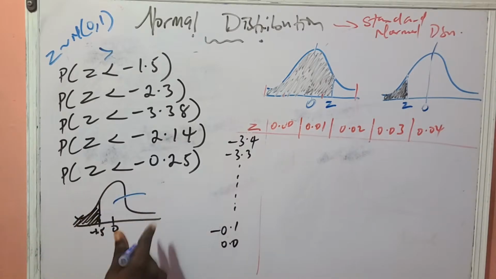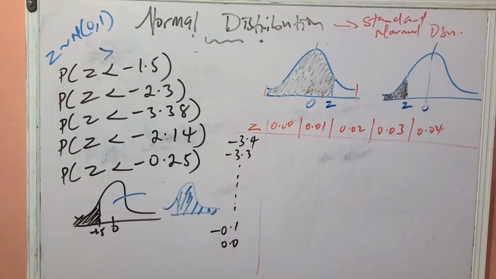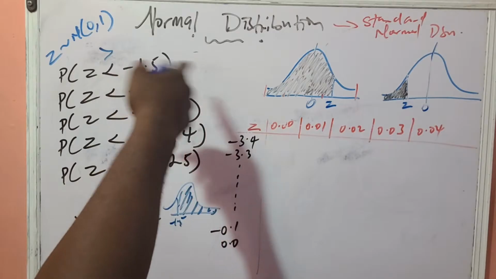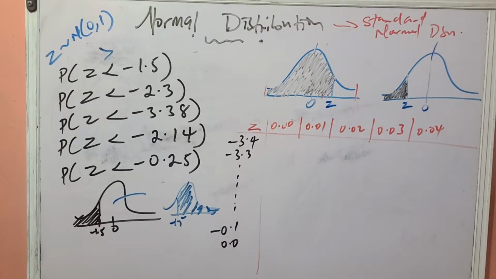If I was looking for the probability of z greater than 1.5, this is where I would have shaded. If I'm looking for the probability of z greater than minus 1.5, this is where I would have shaded. Now I need you to know that none of your tables will produce an answer from right to left. Your tables produce area from left to right. What you are going to do in a case like this, I'll be telling you in some few minutes.